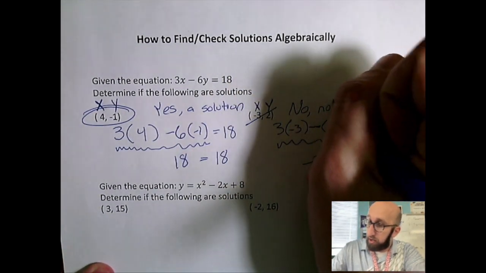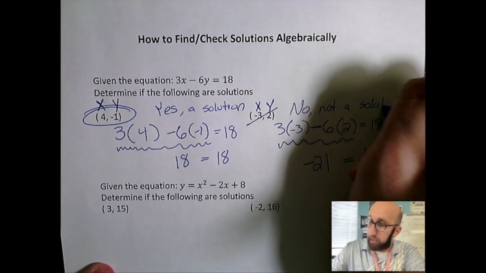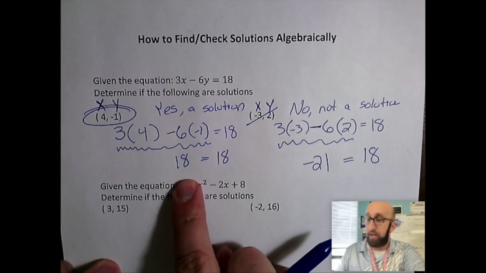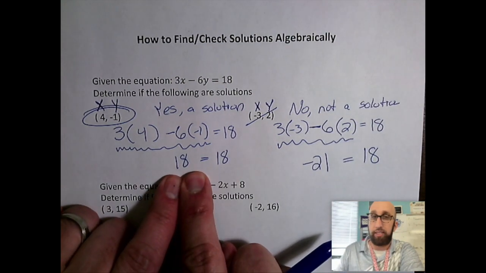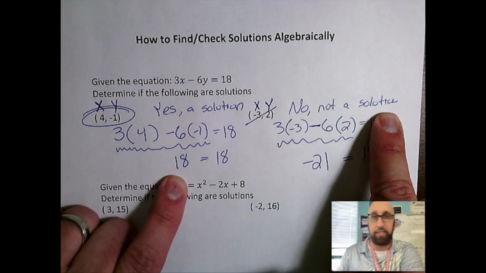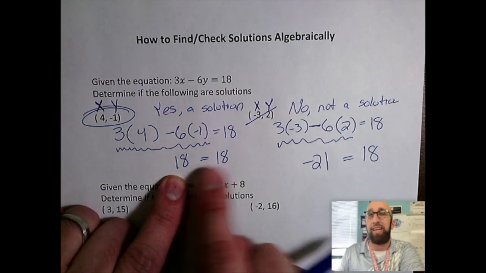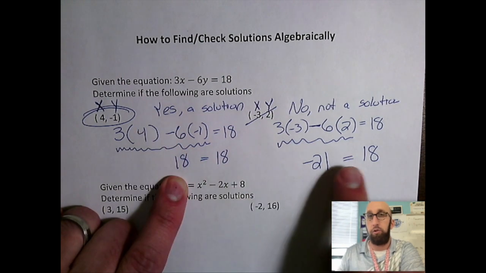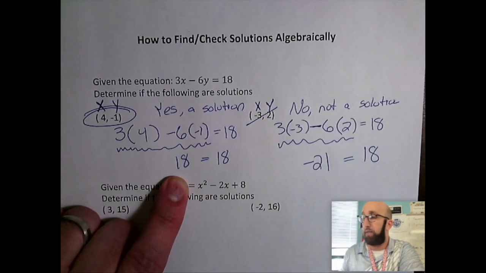No, not a solution. So you would have to end up with a statement that is equal, like the same numbers on both sides. When you have two numbers that are not equal, it is not a solution. So we should have equal numbers to get a solution, and unequal numbers if it's not a solution.